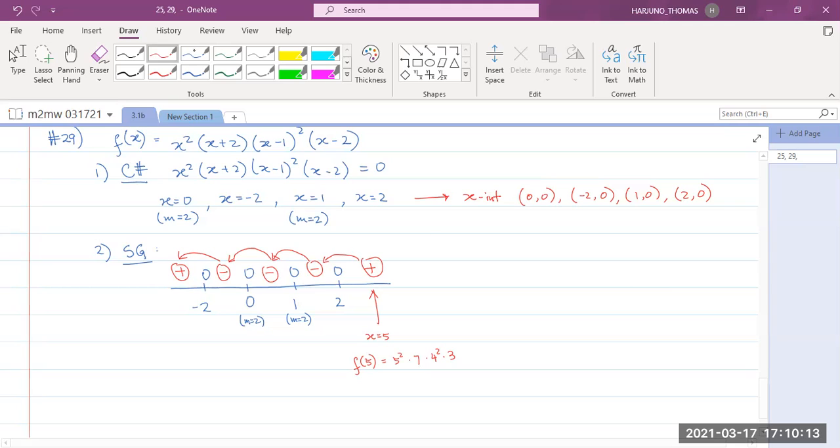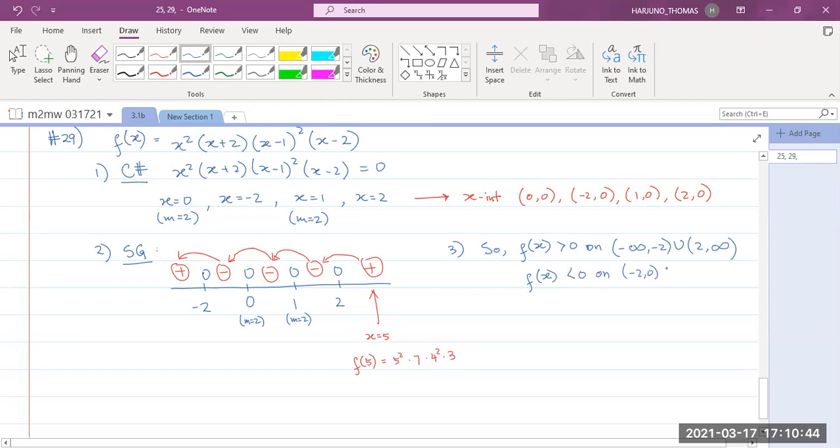Okay, so now we can answer. So the function f(x) is positive on the interval -infinity to -2, union 2 to infinity. The function f(x) is negative on which interval? -2 to 0, union 0 to 1, union 1 to 2.